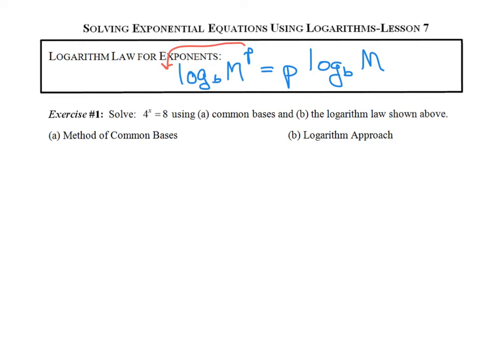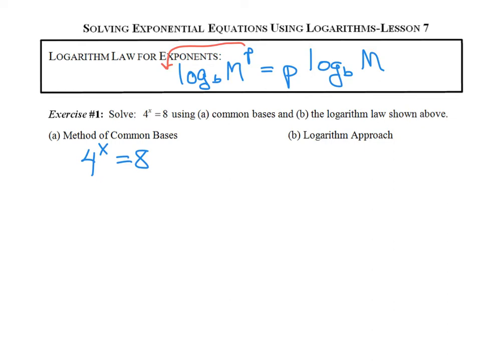So for exercise number 1, we want to solve the exponential equation 4 to the x equals 8. There are two ways to solve this equation, one that we already are familiar with. That's called the method of common bases. So when I look at the equation 4 to the x is equal to 8, I'm looking for what base I can write both 4 and 8 in terms of.